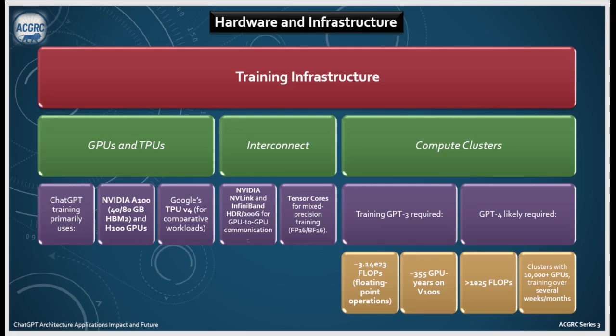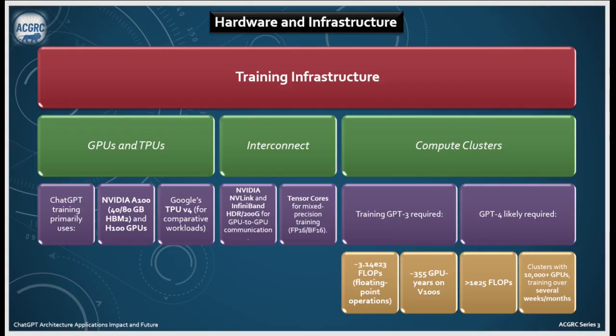Let's now pause and look at the hardware and the infrastructure required for the training of ChatGPT. It had GPUs and TPUs, interconnects, compute clusters. The GPU training primarily used NVIDIA A100 and H100 GPUs, and Google's TPU v4. The interconnect was NVLink and InfiniBand HDR 200G for GPU to GPU communication. It used Tensor Core for mixed precision training.